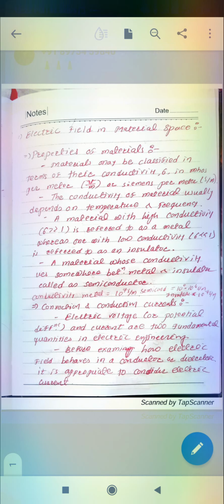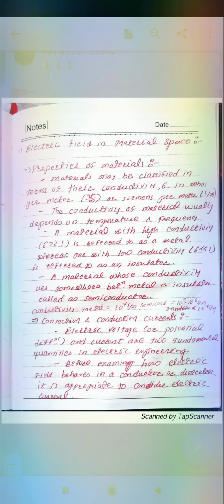The conductivity of the metal is given as 10 to the power 7 Siemens per meter. The conductivity of the semiconductor ranges from 10 to the power 0 to 10 to the power 4 Siemens per meter. If the conductivity is in this range, then we can say that the material is a semiconductor. And if the conductivity is less than 10 to the power minus 4 Siemens per meter, the material is an insulator.